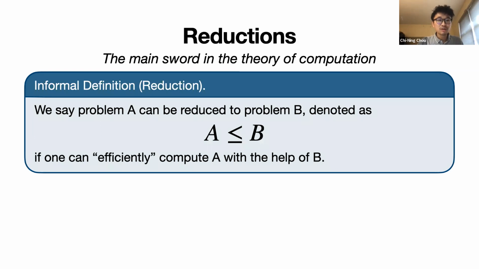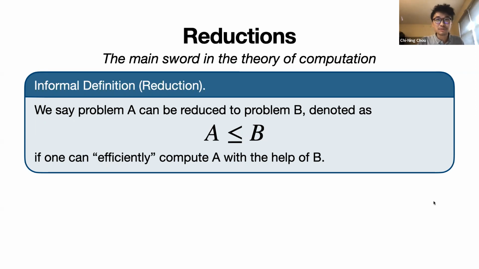Informally, what reduction really means is quite simple. Suppose you have two computational problems, A and B. We say A can be reduced to B if A can be efficiently computed with the help of B. Mathematically, we use the notation A less than or equal to B. You can just think of it as: if I can solve B, then A is necessarily solved by me. That's why it looks like this.